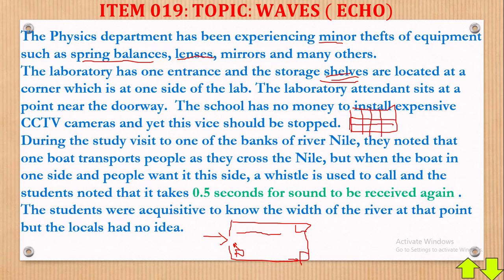Some libraries put a shelf in a way that if the lab attendant is here, he cannot easily see what is on this side. It will be very impossible. Now you're asking, which type of mirror can work for him?